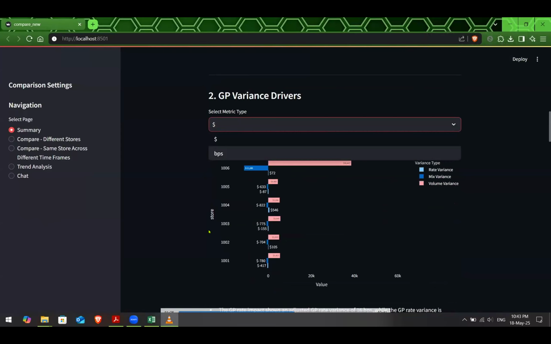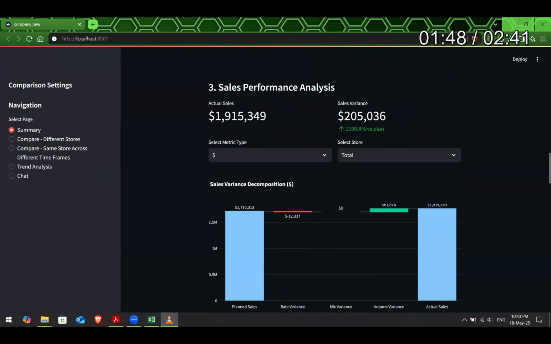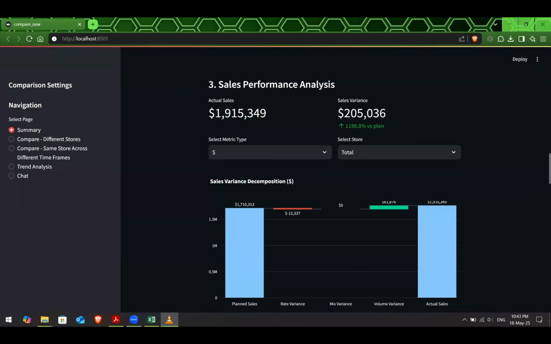Yeah. So next, we'll be giving an overall group for the gross profit variance across different stores. And here also you can view it as dollars and basis points. Next, we'll go to sales performance analysis. So here also we'll be having sales rate, mix, and volume variance. So instead of profit, we'll consider the actual sales variance, sales mix, and volume variance.